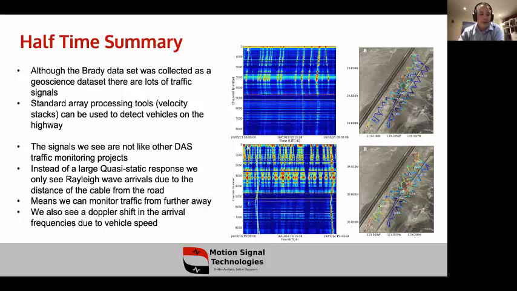But it's also important to consider what signal we're actually looking at. In this case, we're not looking at the quasi-static response, we're looking at the Rayleigh wave arrivals. And where that's interesting is that it means we can monitor these assets from much further away than is permitted by seeing the quasi-static response. If you required seeing that response in order to do the monitoring, then you would need the fiber much closer to the particular asset. And I think the Doppler shift could also show some promise for determining vehicle speed.